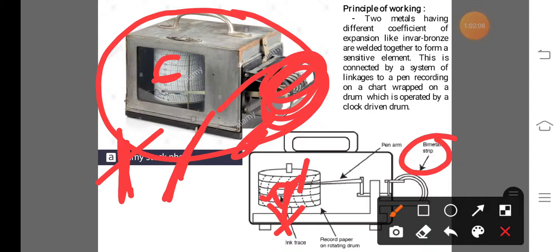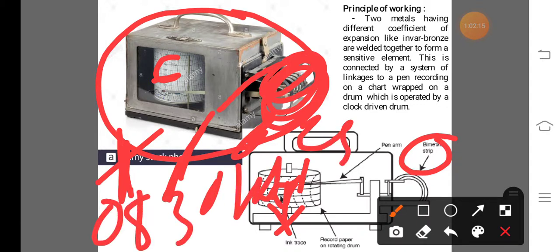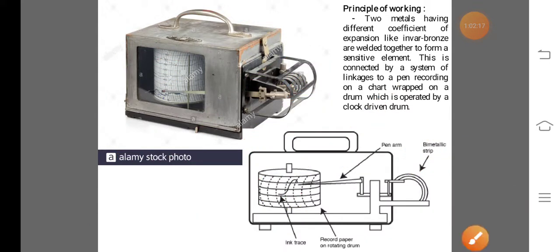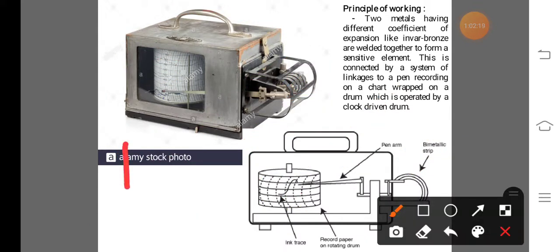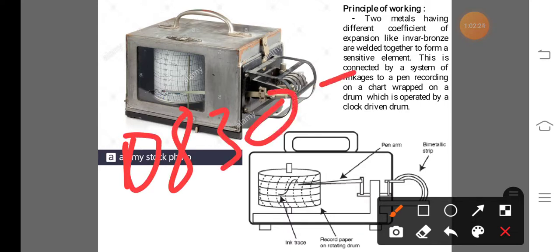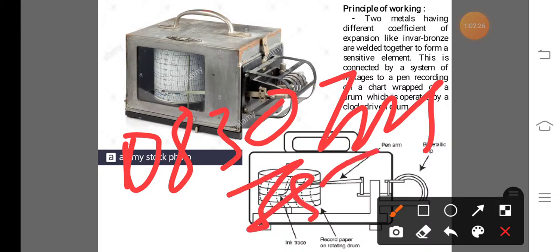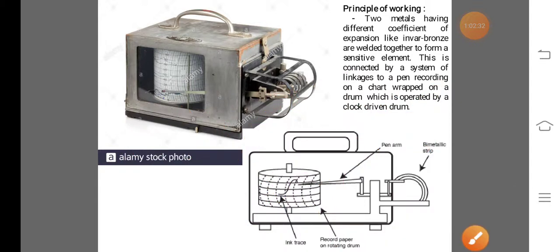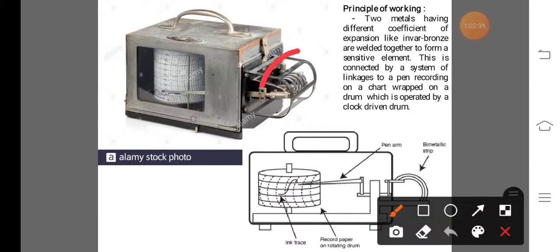And the time of observation of this thermograph is 0830 hours Indian Standard Time. The time of setting is also 0830 hours Indian Standard Time. This is the time of observation and setting of the thermograph. And the principle of working is expansion and contraction of this metallic strip with increasing or decreasing of the temperature.